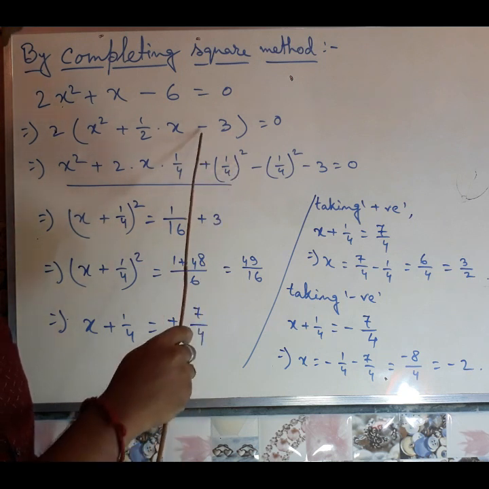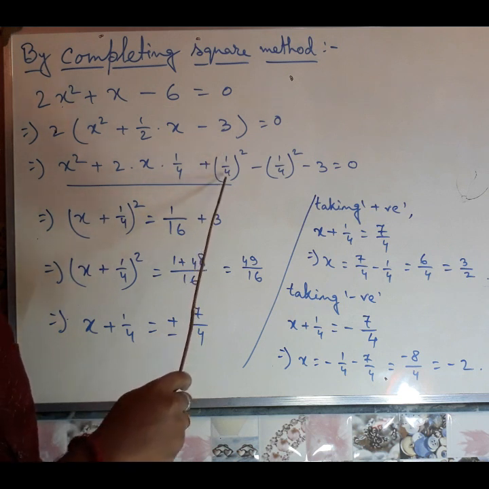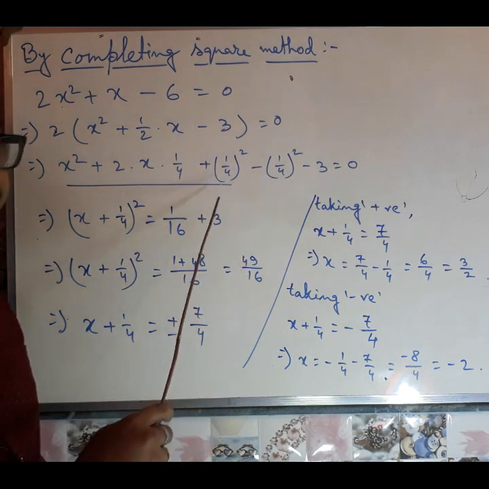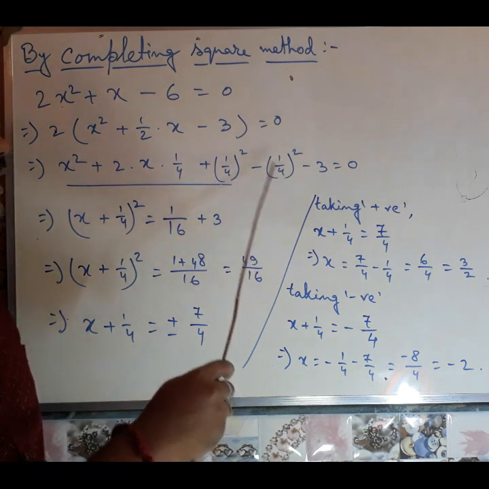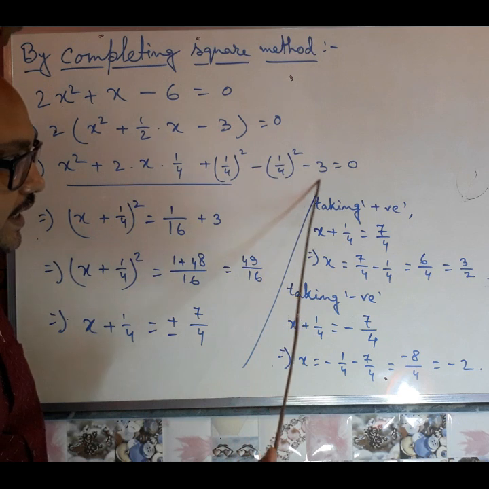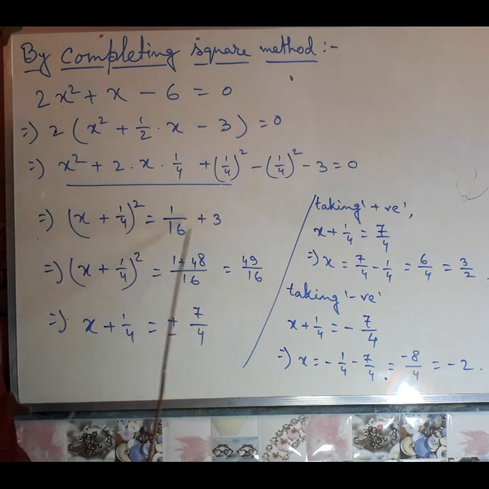But you see, in the previous step, 1 by 4 whole square was not there, but we wrote here plus 1 by 4 whole square. So, you have to subtract this one also to make the expression same. So, minus 1 by 4 whole square and then minus 3 as it is. Now, you see this x square plus 2 into x into 1 by 4 plus 1 by 4 whole square, that is a square plus 2ab plus b square. So, it is a plus b whole square, that is x plus 1 by 4 whole square, and changing the side of these two terms, that will be 1 by 16 plus 3. Calculating this term, it will be 49 by 16.